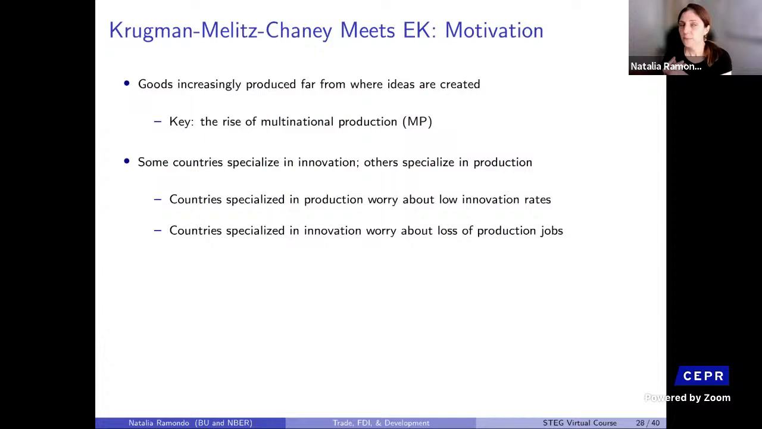And then we had a motivation for that. The motivation is that we realized that we could talk about innovation and production in this type of setup. The idea is that goods are produced in one place and ideas are produced in another place. And what made that separation possible are multinational firms. So what's the problem? Some countries specialize in innovation, like the US, some others specialize in production.